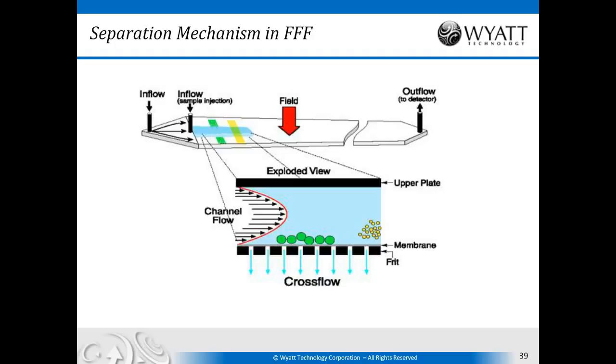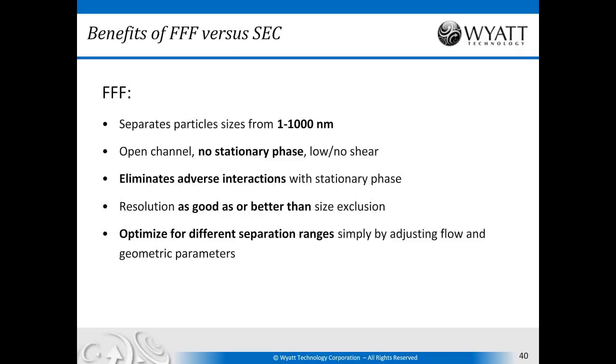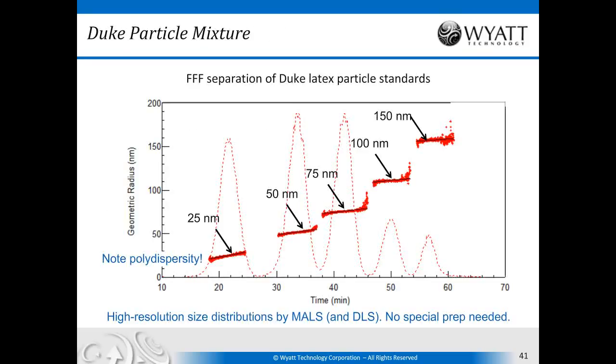One of the great advantages of this is that you can actually do a very nice separation of the larger sizes. So because there's no stationary phase, you have very little shear, you have very little adverse interactions with all that surface area, and you can get resolution which is as good as or better than size exclusion, as well as optimize for different separation ranges simply by adjusting flow rates or some geometric parameters of spacing size.